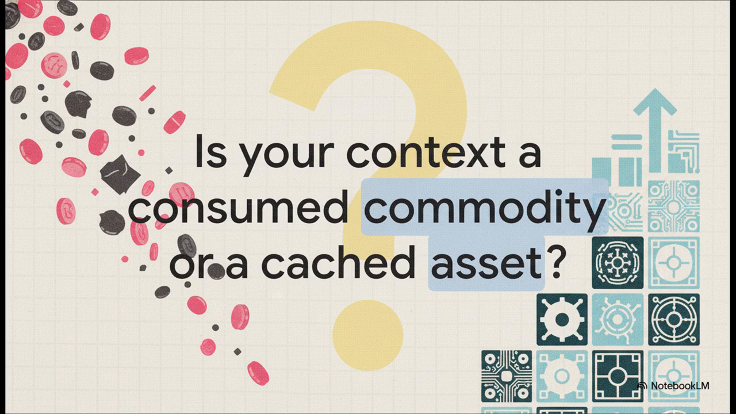So I'm gonna leave you with a question that really reframes this entire discussion. Is your prompt's context just a disposable commodity you burn through on every call, or is it a reusable, high-value asset? The answer to that question could save you 90% on your next AI bill.